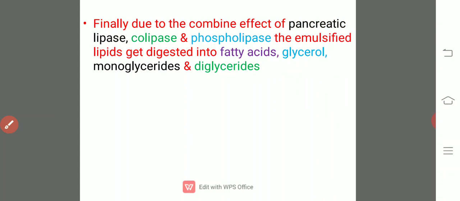In the final stage, after the complete digestion of the lipids, due to the combined effect of pancreatic lipase, colipase and phospholipase, the emulsified lipids get digested into fatty acids, glycerol, monoglycerides and diglycerides. This is all about the digestion of lipids in various parts of the body. Thank you one and all.